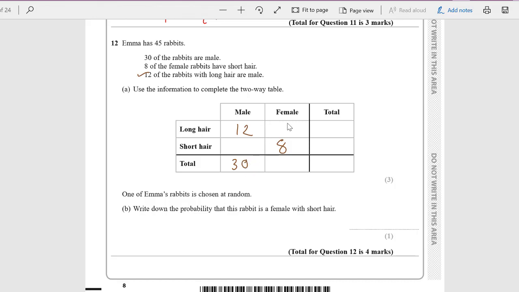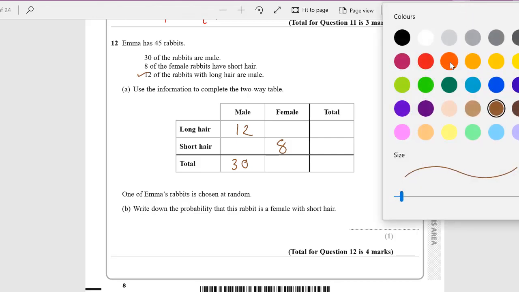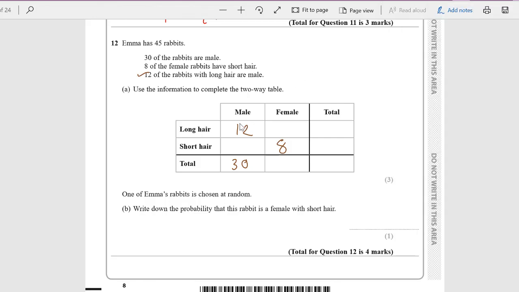So now it's just a simple case of filling out the rest of what we don't know. Instinctively we have to work it out. So 12 subtracted from 30 is 18. So we can add this up on the row to give us 26. And also we know that there are 45 rabbits in total. We're told that. So add that one there.